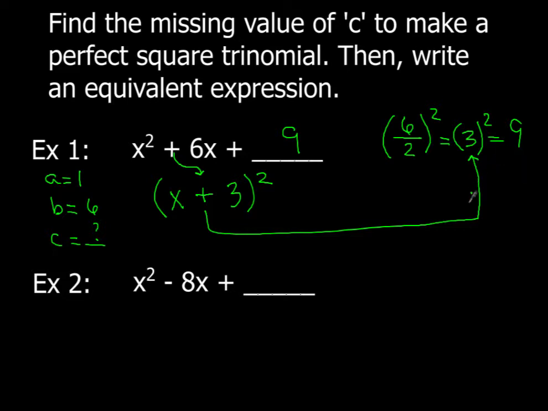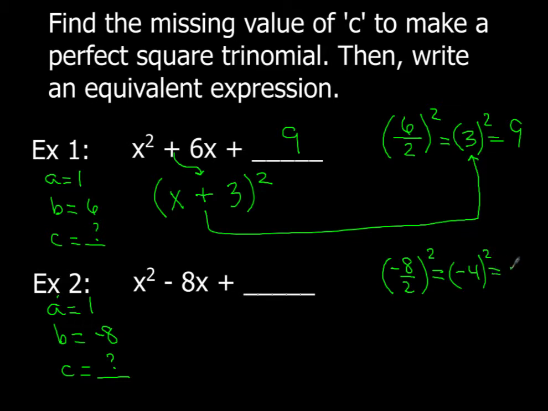Now let's take a look at example number 2. Our a value here is just 1. Our b value is -8. And then our c value, that's what we've got to figure out. I don't know yet. So same process again, but this time I'm going to have -8 over 2. I'm going to take half of -8 and I'm going to square that. Now some of you may be able to do that in your head because you're that good, but -4 squared is going to give me a value of, be careful here, 16, not -16. So x squared minus 8x plus 16. So 16 is the value of c that completes that trinomial to make it a perfect square trinomial.